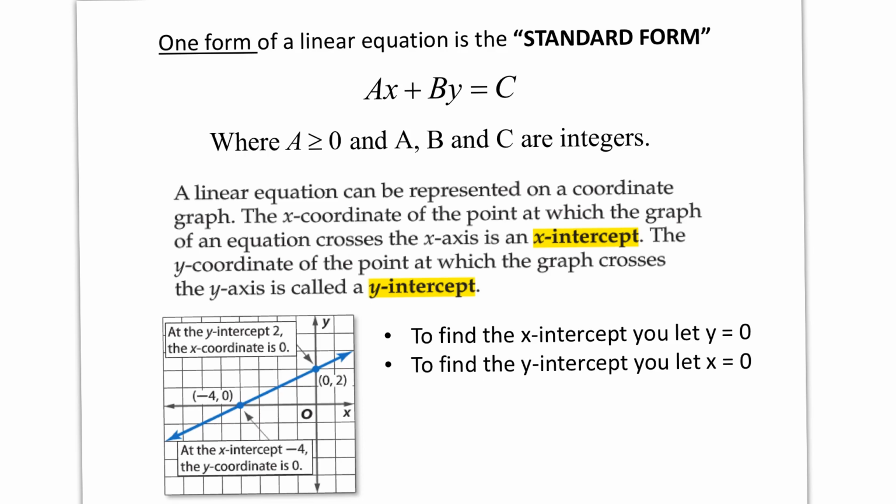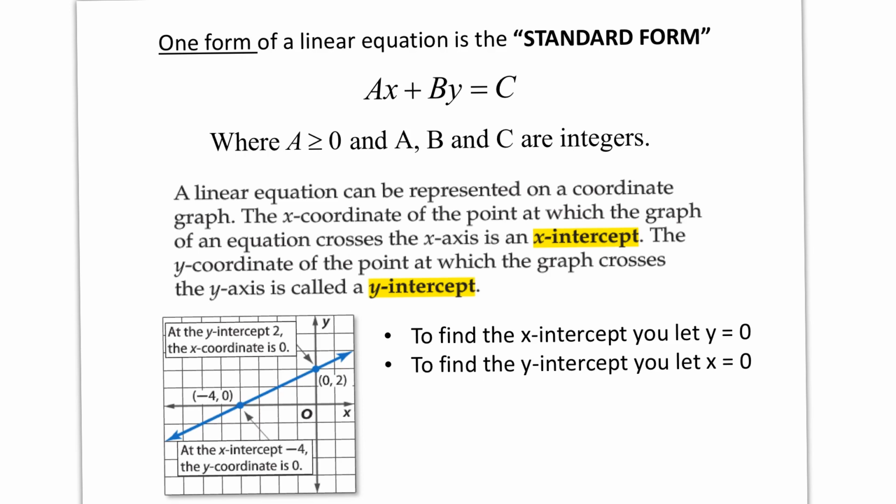So the x-intercept, one more time. When the line crosses the x-axis, you notice the blue line here touches and intersects the x-axis at this point. So this point is called the x-intercept. Now there's a couple ways you can say x-intercept.